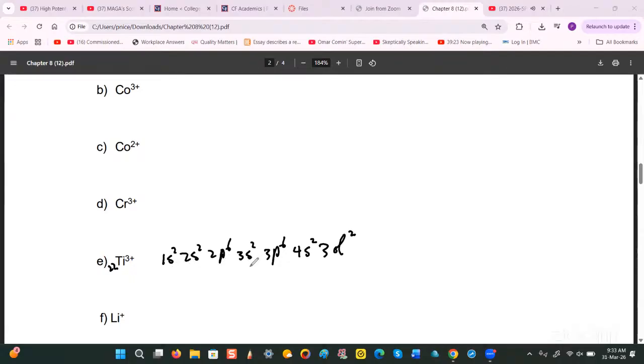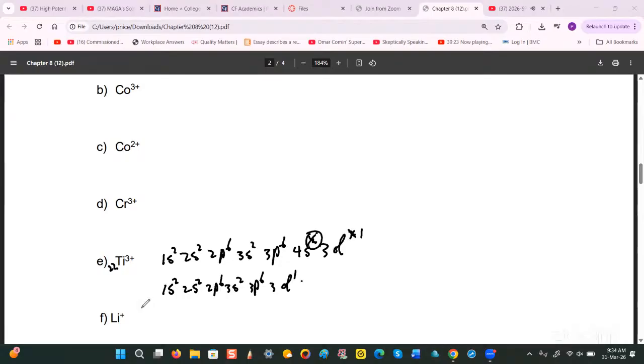But because it's plus 3, that means that we have to remove these two electrons here, and we have to remove one of these here. So therefore, the final answer will be 1s2, 2s2, 2p6, 3s2, 3p6, and then 3d1. That's the electronic configuration of the titanium 3 plus ion.